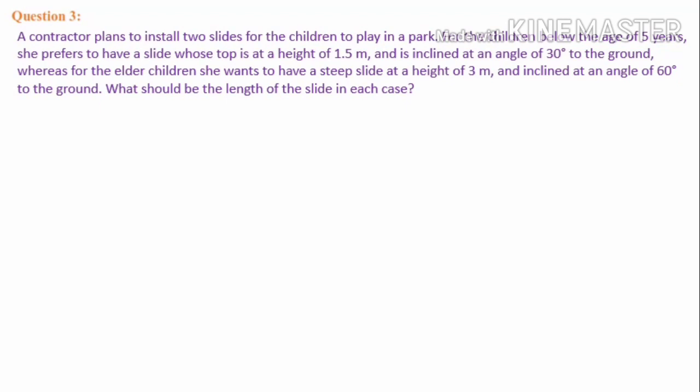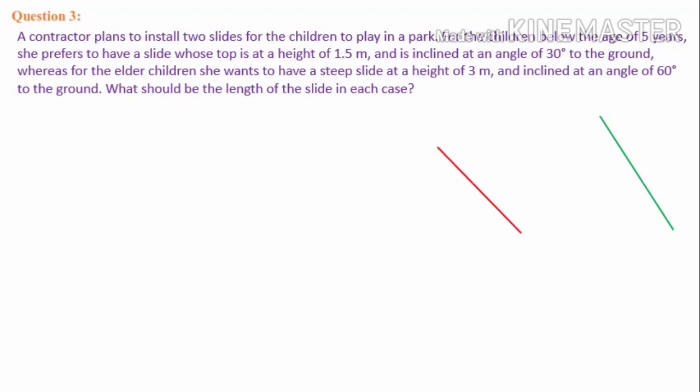Here, according to the question, a contractor plans to install 2 slides for the children. For the younger children, she prefers to have a slide whose height is 1.5 meter from the ground, and for the elder children, she plans to keep a slide whose height is 3 meter from the ground. And the first slide inclined at an angle of 30 degree and the second inclined at an angle of 60 degree to the ground. So let's represent it in the diagram.